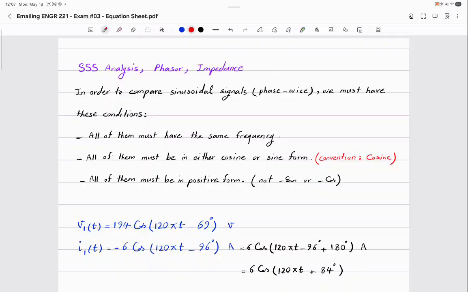Now, definitely you're going to get something about lead and lag. So you have to compare two signals. How can you compare two signals in terms of lead and lag? All of them must be in cosine form, all of them must be in positive cosine, not negative cosine, and all of them must definitely have the same frequency. You're not going to get different frequencies because that's beyond the scope of this course. So remember, same frequency, positive cosine, and that's it.